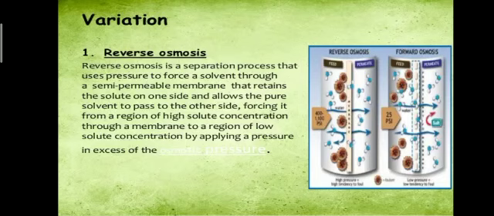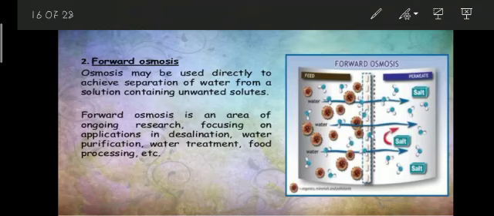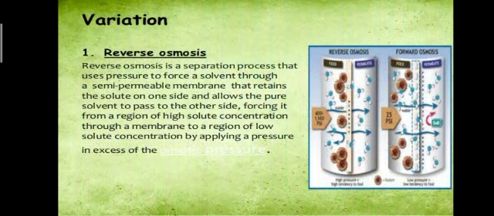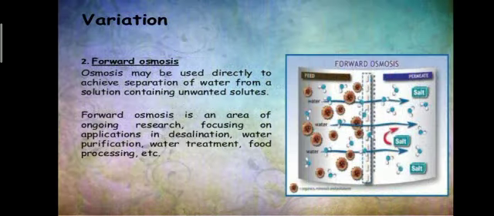It can also be defined as follows: if we apply external pressure on the concentrated solution side more than the osmotic pressure, the solvent will move from the concentrated region towards the dilute region. This process is called reverse osmosis or exoosmosis. However, there is another point: with increase in concentration, the osmotic pressure increases. There is a term used, forward osmosis.